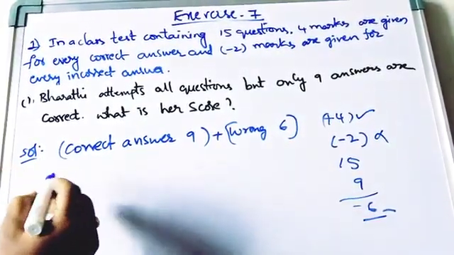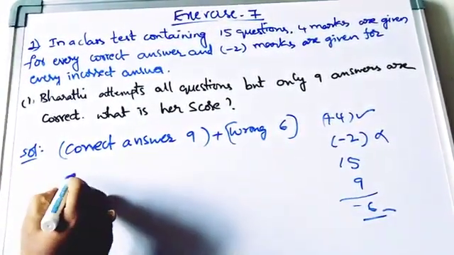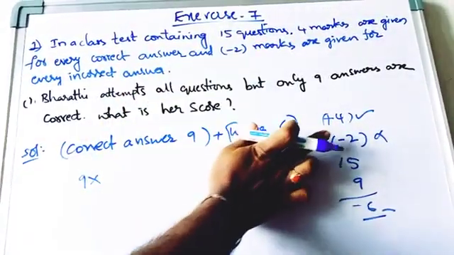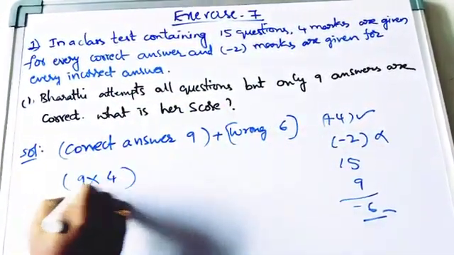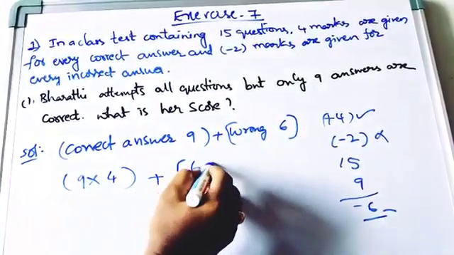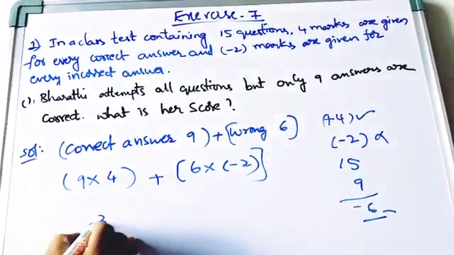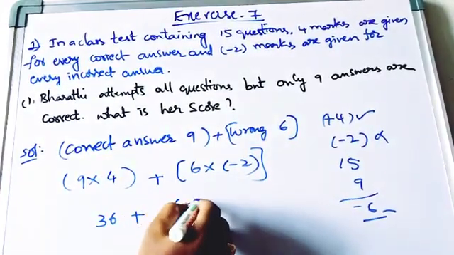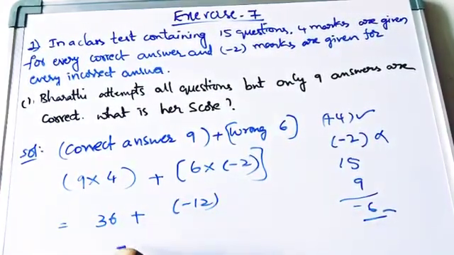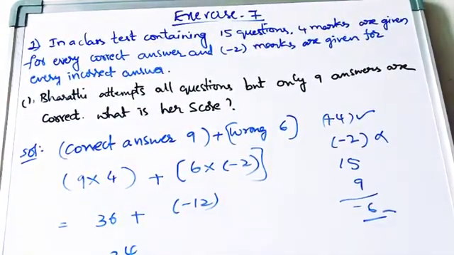So we need to count the score now. For 9 questions we are allotting 4 marks for each question, plus for wrong answers we are deducting 2 marks each. So 9 4s are 36 plus 6 2s are minus 12. So if you calculate, it is 24. So Bharati's score now is 24 marks.